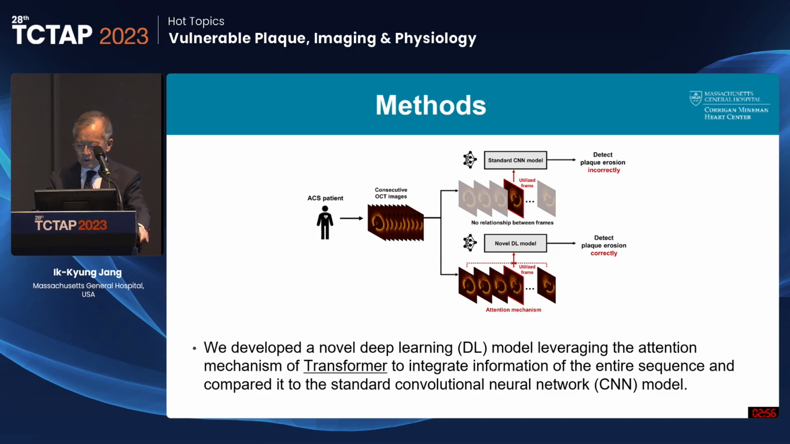It's called transformer rather than CNN, convolutional neural network. The main difference between CNN and transformer is that with CNN, you use one frame, like a chest X-ray, to make a diagnosis, whereas transformer is a product of natural language processing. When you hear someone speaking, you don't just pick up one word. You have to know pre and post. That's what transformer does. So we integrated frames before and after the culprit lesion, put them together, and made a diagnosis.